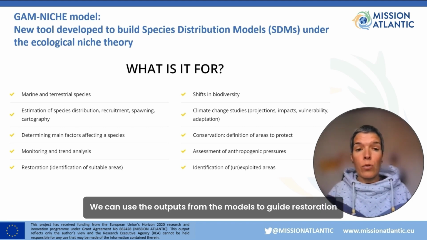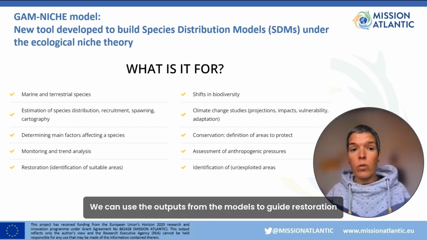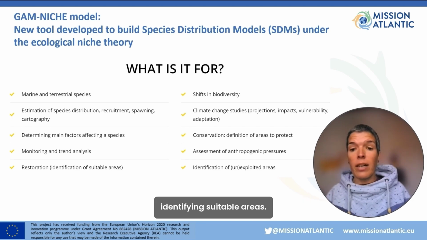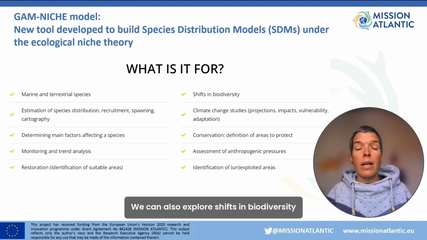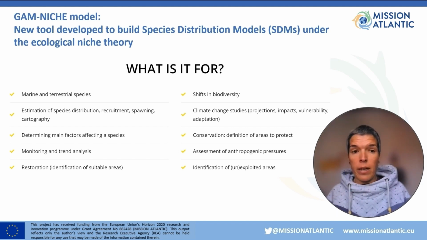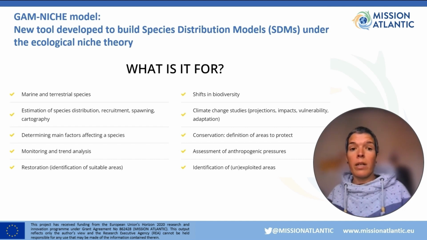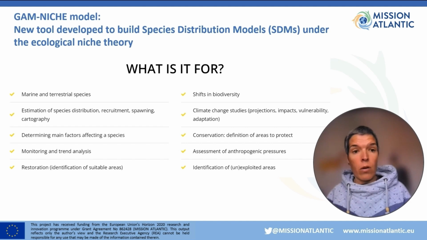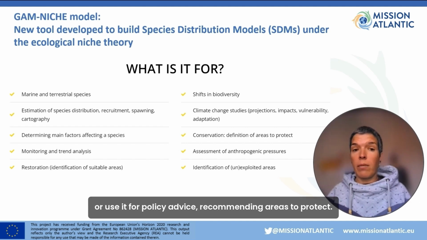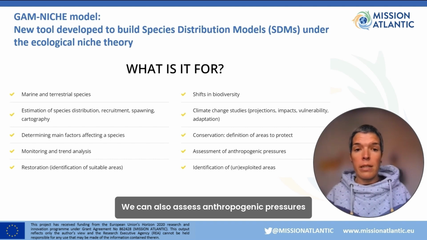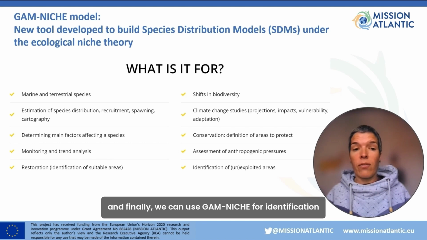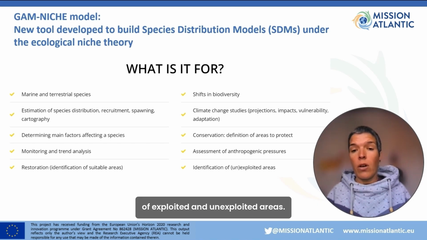We can use the outputs from the models to guide restoration, identifying suitable areas. We can also explore shifts in biodiversity, and we can also explore climate change impacts, or use it for policy advice, recommending areas to protect. We can also assess anthropogenic pressures. And finally, we can use GAM-NICHE for identification of exploited and unexploited areas.